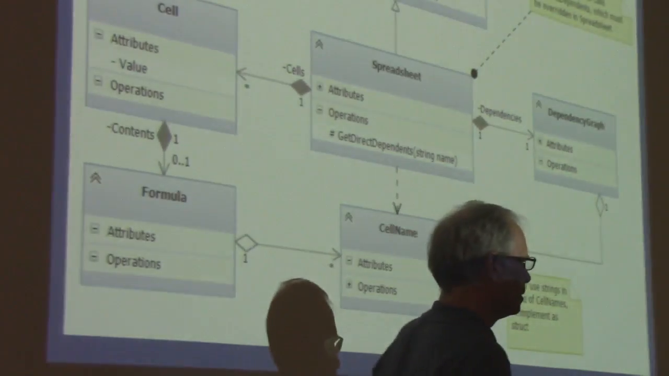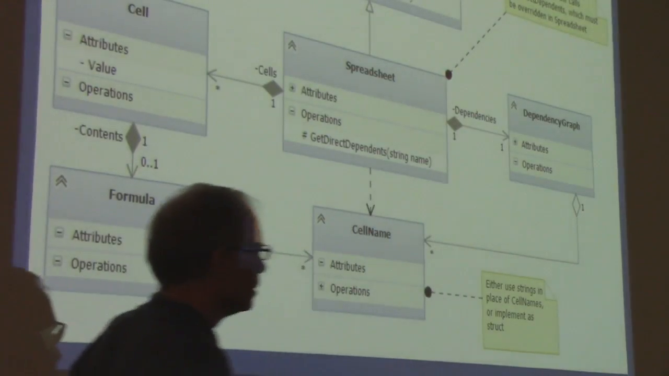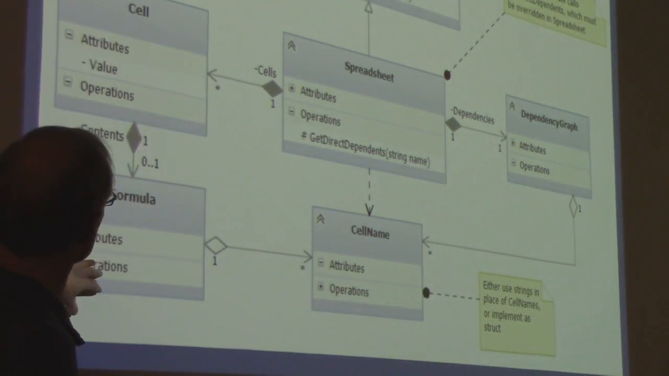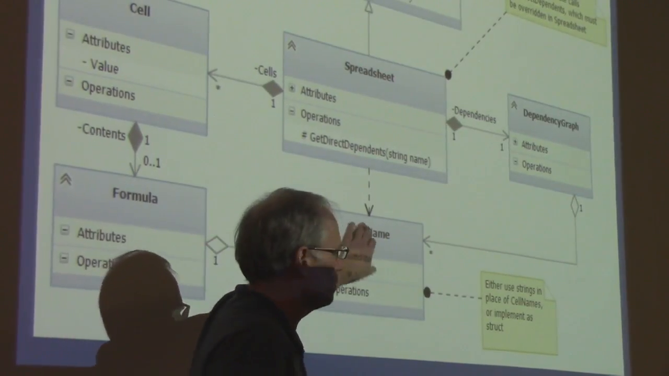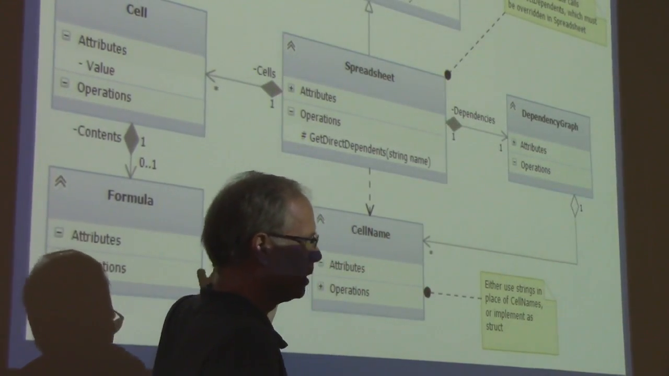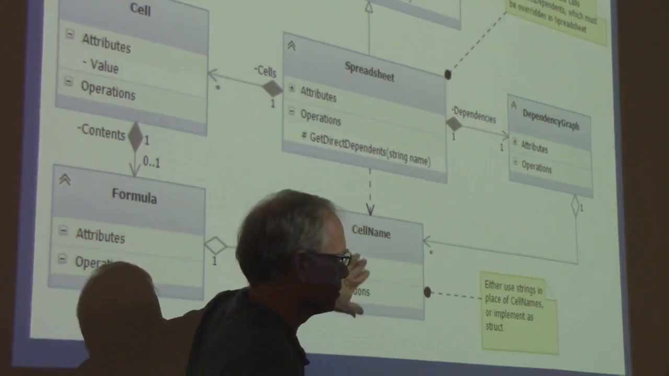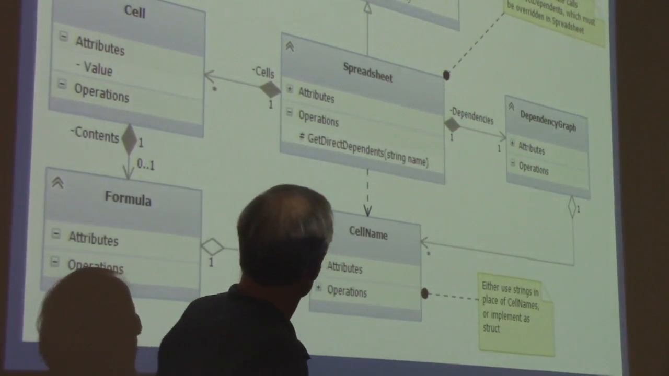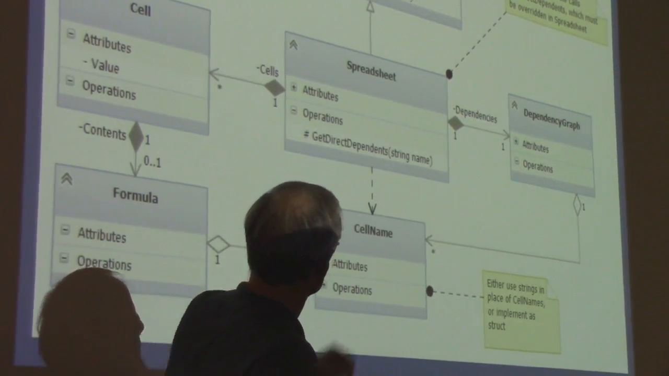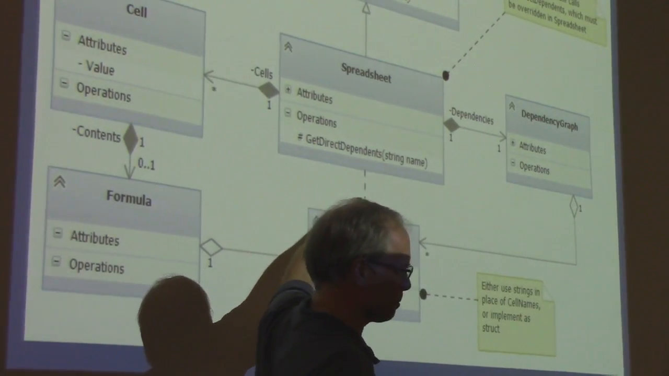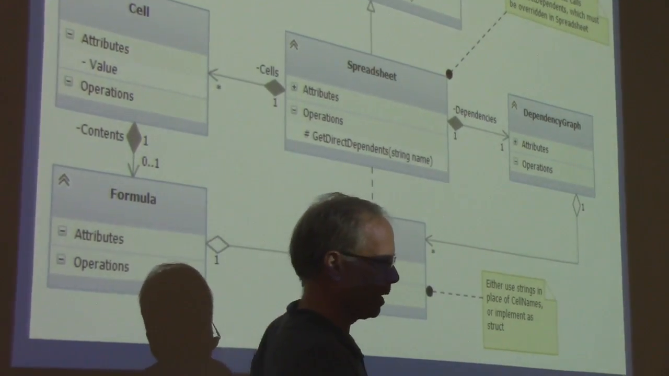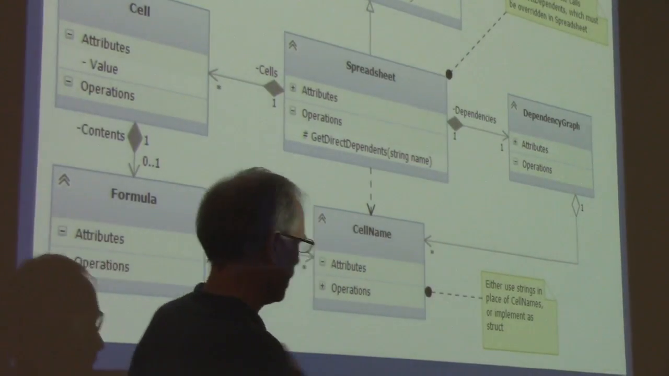They have names we can reference from other cells. So you're noting that a formula can contain cell names. The variables in your formula are actually going to be names of cells. A formula can contain any number of cell names. And the spreadsheet doesn't contain cell names per se, but the spreadsheet needs to know what cell names are. That's why that dotted arrow exists.